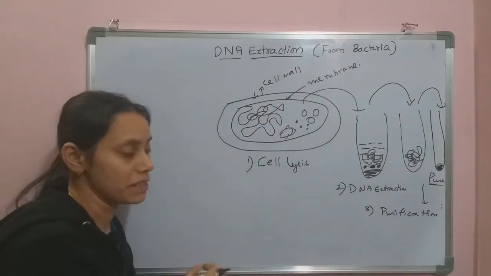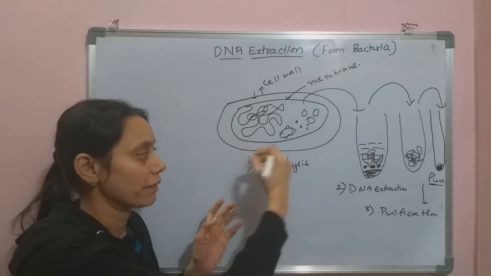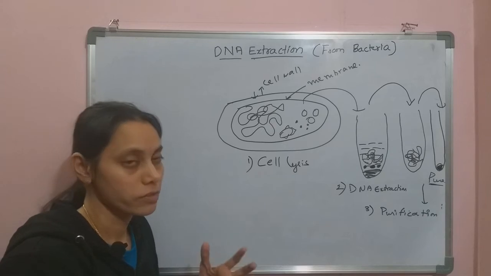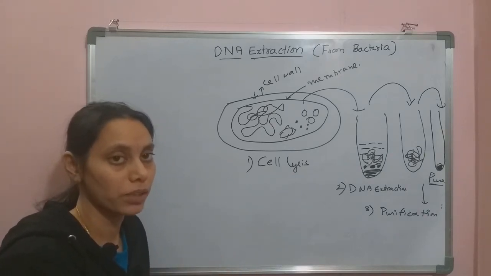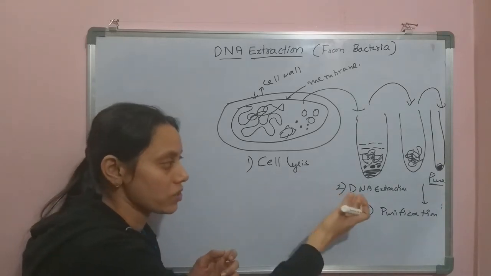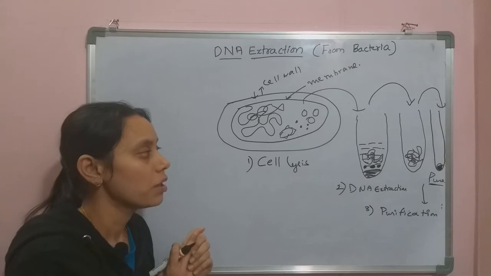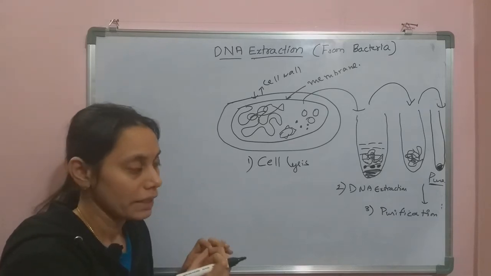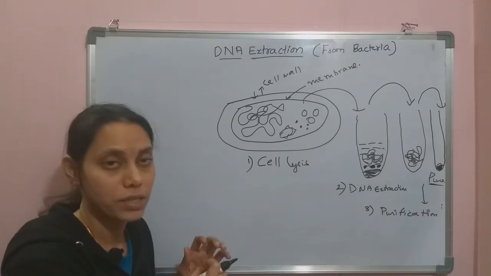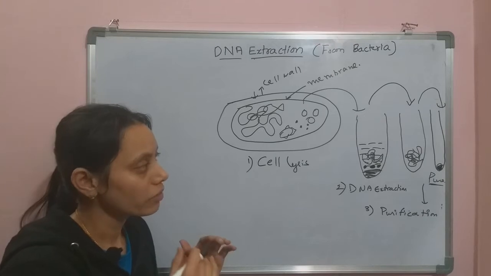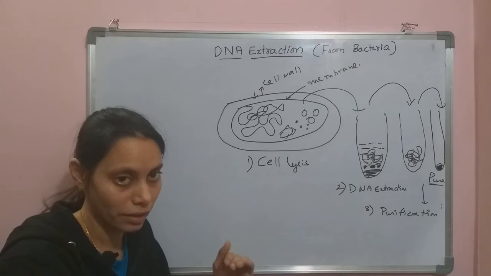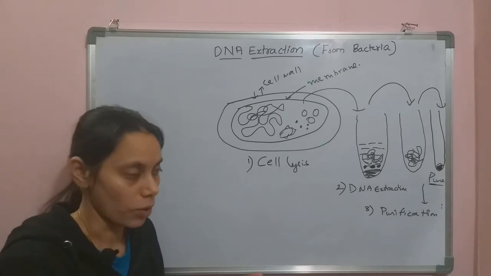During the cell lysis, we are going to treat these bacterial cells with DNA extraction buffer, so that the cell walls will be broken, the cell membrane will be disrupted, and proteins will be denatured. And in the DNA extraction process, that is the second step, we are going to remove the proteins that are degraded, and the cell components are all degraded and they will be separated from the DNA.